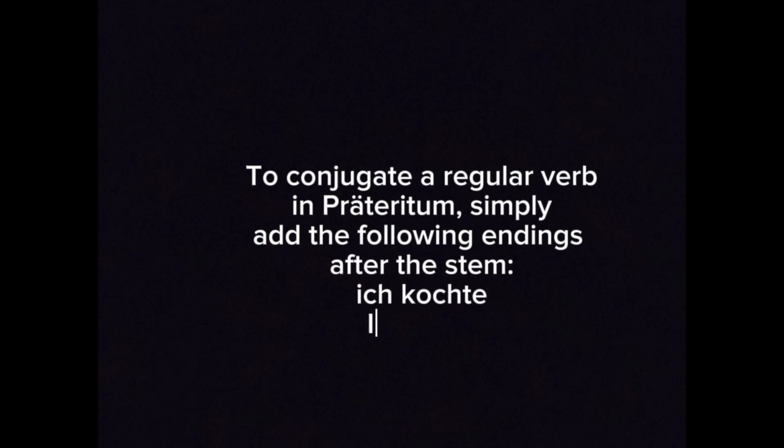Ich kochte. The ending -te is used with the pronoun ich. So instead of saying ich koche, we will use ich kochte, which means I cooked. Du kochtest means you cooked. Instead of saying kochst, here we use the ending -test with the verb. Wir kochten. We cooked.